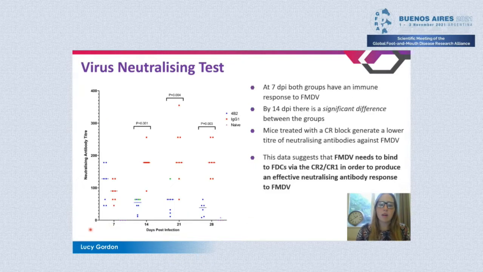Next, I looked at the virus neutralizing antibodies. You can see at 7 days post-infection, both groups have mounted an immune response to FMDV, and by 14 days post-infection, there is a significant difference between the groups. And this lasts up to 28 days post-infection, which was our final time point. So mice treated with the complement receptor block generate a lower titer of neutralizing antibodies against FMDV. This data suggests that FMDV needs to bind to FDCs via complement receptors 1 and 2 in order to produce an effective neutralizing antibody response to FMDV.